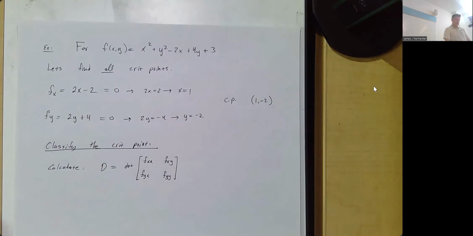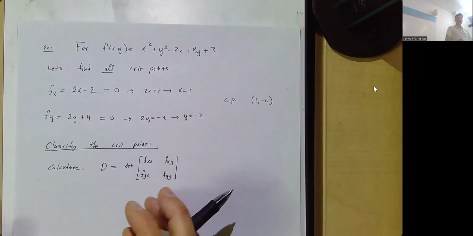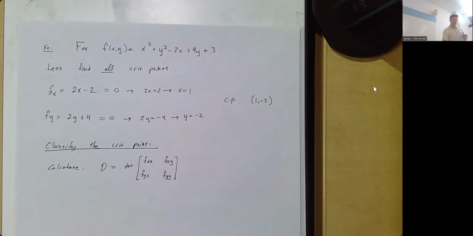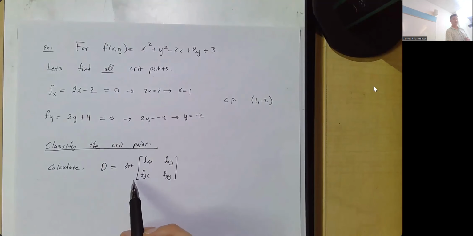So this first row, you take the derivative with respect to x first, and then of that you do x here, y there. And then the second row, you do the derivative with respect to y first, and then you do x, then y. You don't need to know this specifically.